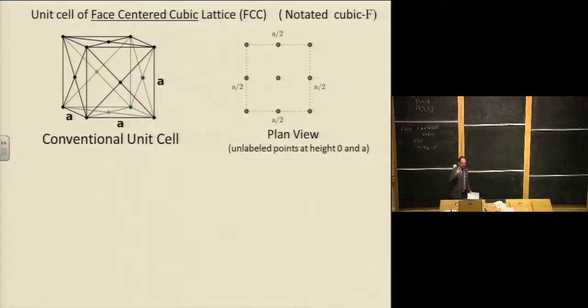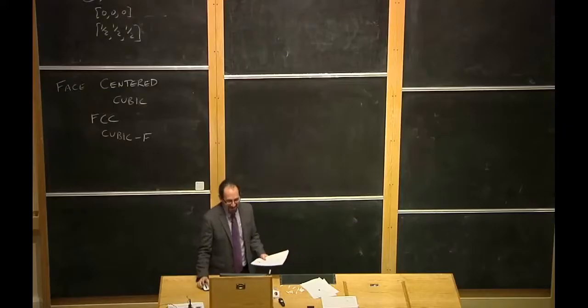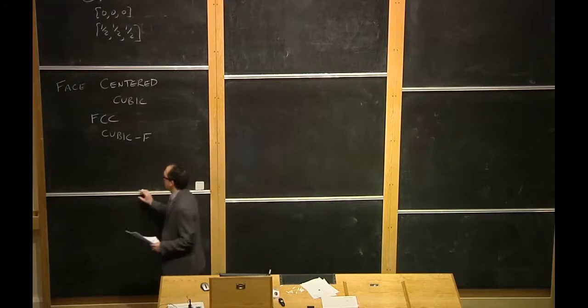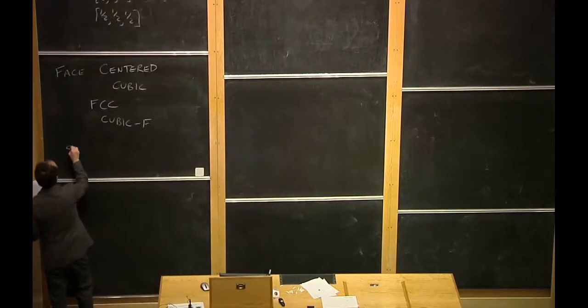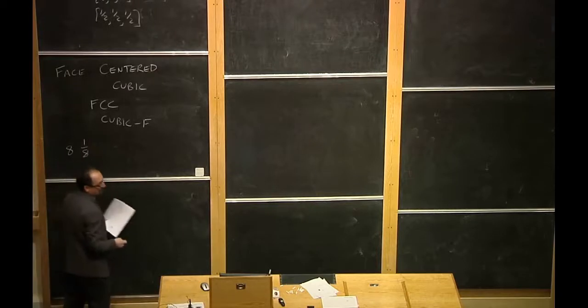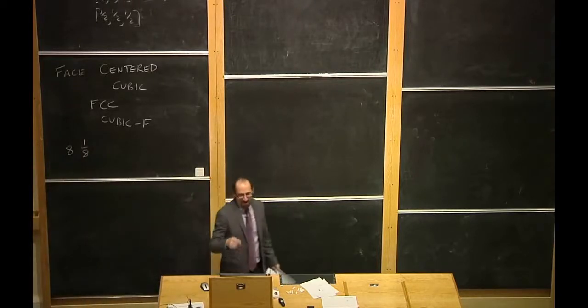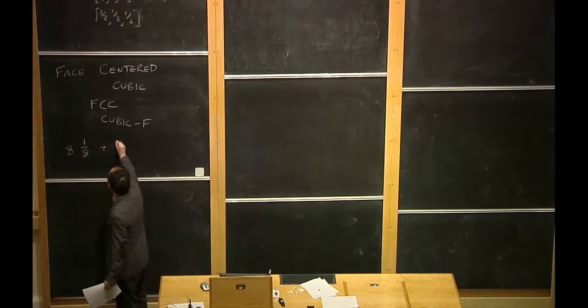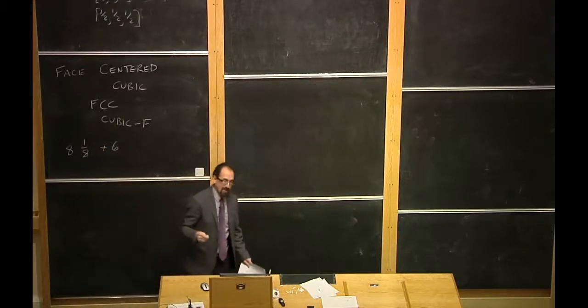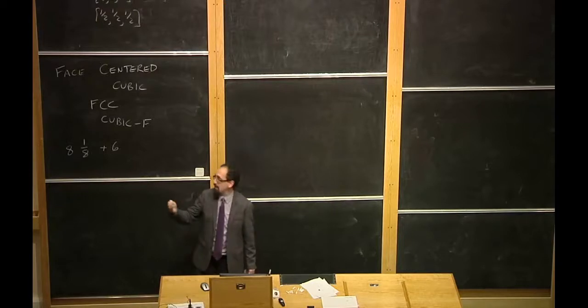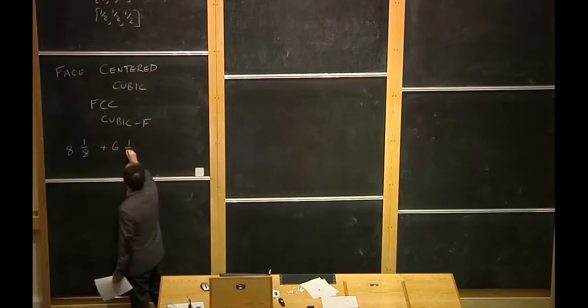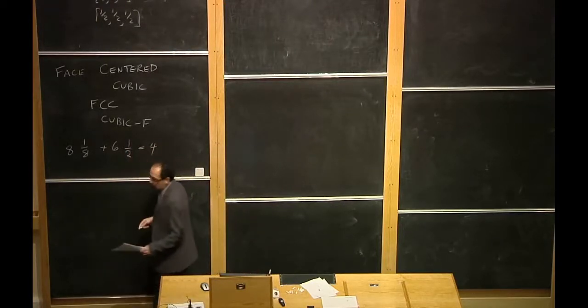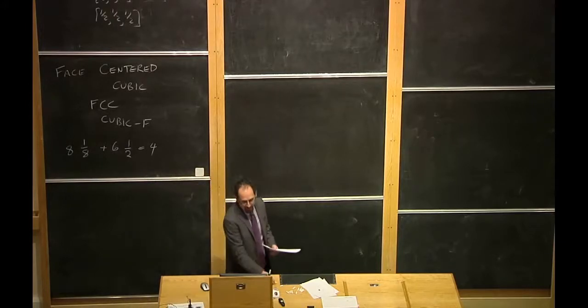Yes, there are 4 points in the conventional unit cell. To see where the 4 points are, there are 8 corners, each of which counts 1/8, so it's 1/8 inside the conventional unit cell. Then there are 6 faces, and the point in the center of the face is half inside the unit cell and half outside. So it's 6 times 1/2 plus 8 times 1/8, which equals 4 lattice points within the conventional unit cell.